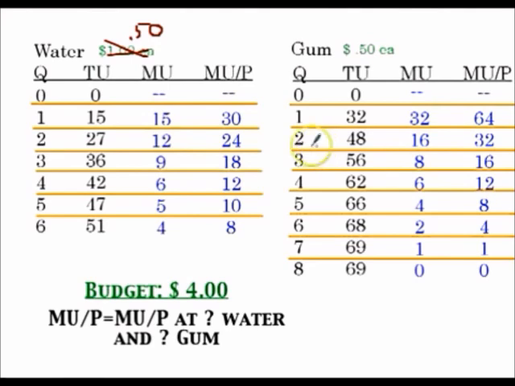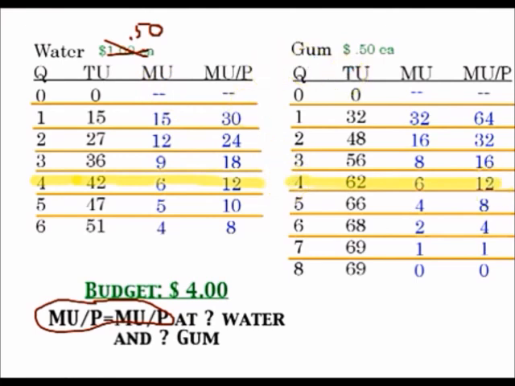We want MU over P to equal MU over P. Take a look down here. We need to find this. So we have 2 locations in which that is true. Water, 30, no 30 at gum. 24, no 24 at gum. 18, no 18 at gum. 12, we do have 12 with gum. That would be 4 water, 4 gum.